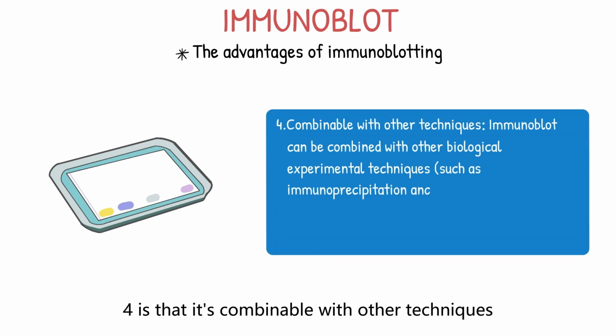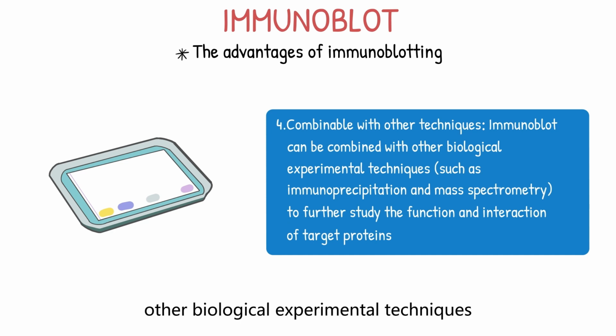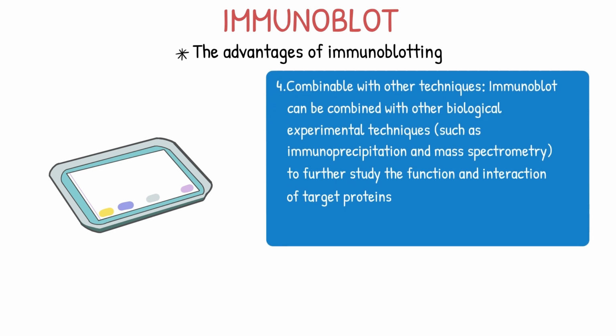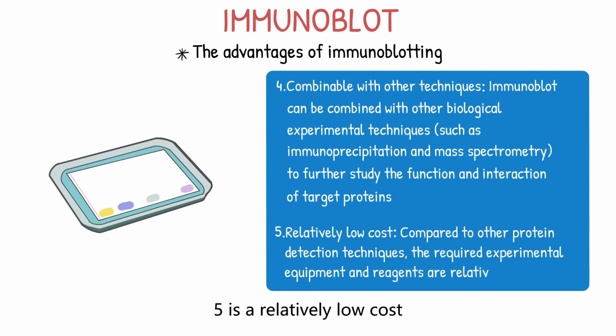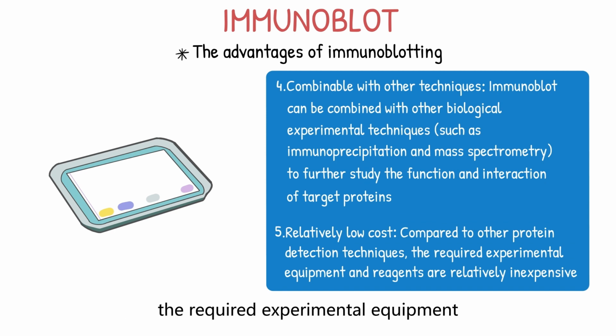Fourth is that it's combinable with other techniques. Immunoblot can be combined with other biological experimental techniques such as immunoprecipitation and mass spectrometry to further study the function and interaction of target proteins. Fifth is a relatively low cost. Compared to other protein detection techniques, the required experimental equipment and reagents are relatively inexpensive.